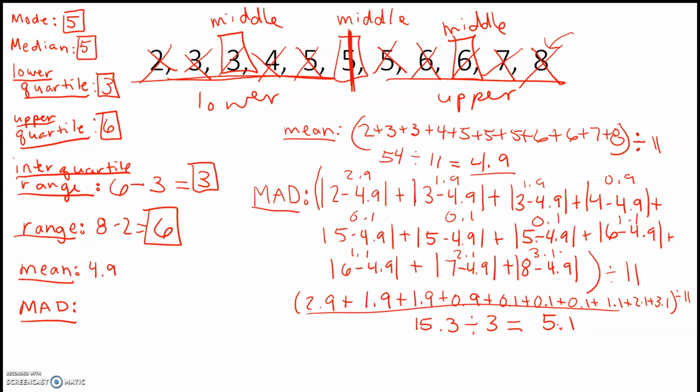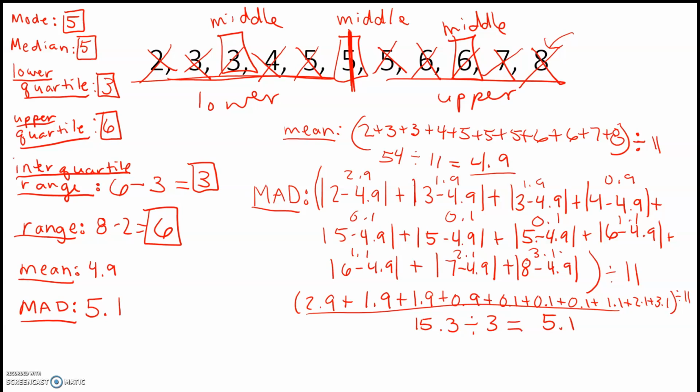This number is pretty big, so that means the numbers are really separated from the mean. The mean is 4.9, so it means that they're a lot further. If you have a MAD of like 1, that means that all of your numbers are really close together.